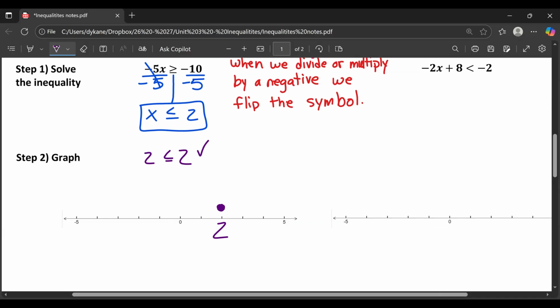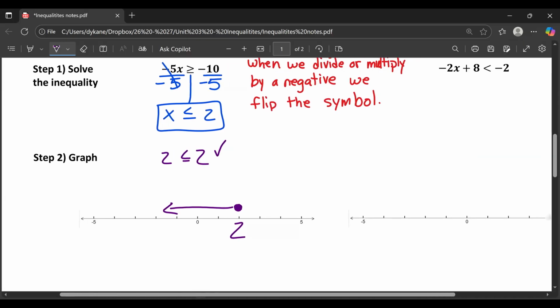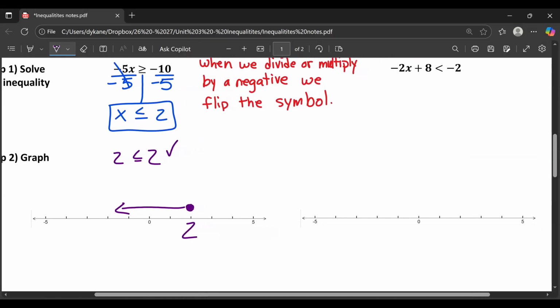And then we need an arrow showing all the other numbers that could be solutions to this inequality. Since we want the numbers less than 2, we draw an arrow off that dot going to the left, because all of the numbers less than 2 are on the left of our number line. So the dot and the arrow represent our less than or equal to sign, and then 2 is the number we got for our solution. Pretty simple. You just have to remember those two parts, your dot and your arrow. Okay, let's do one more example.